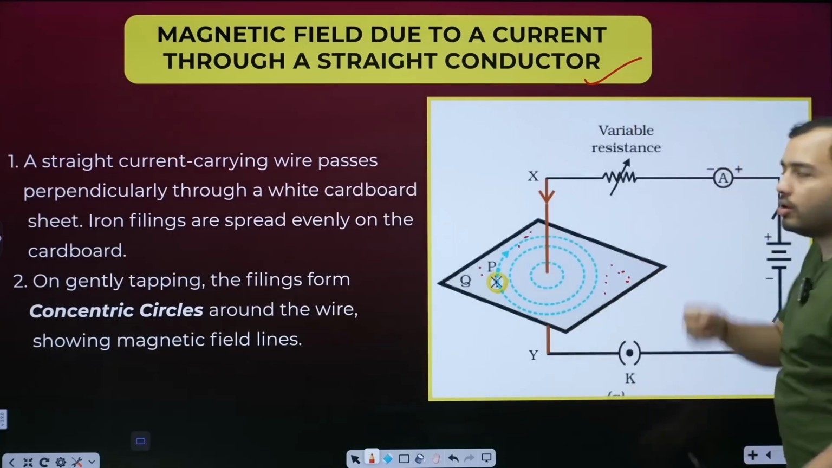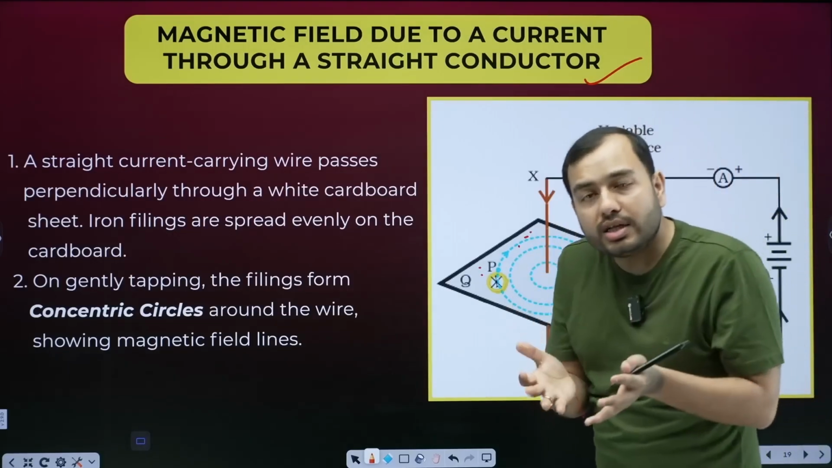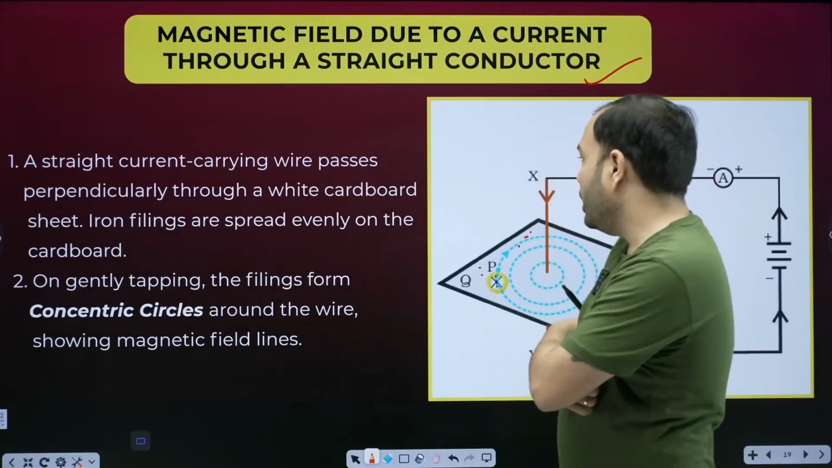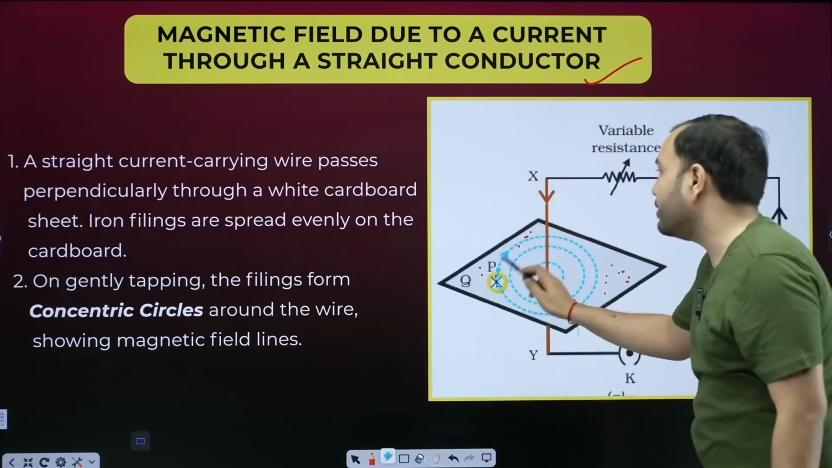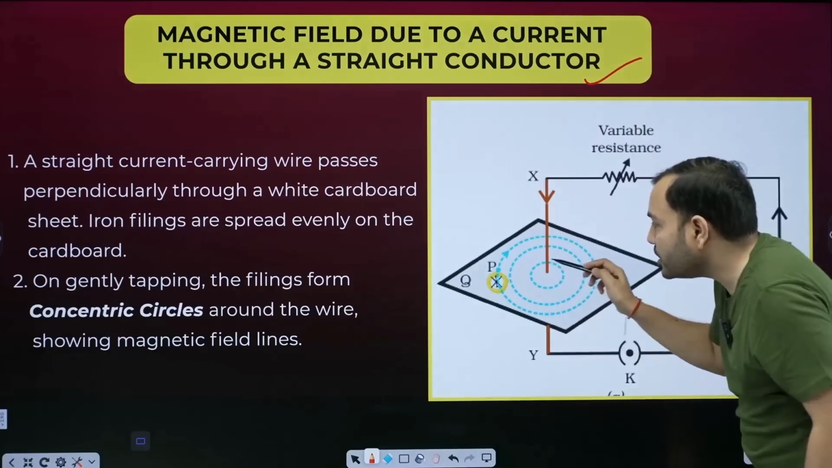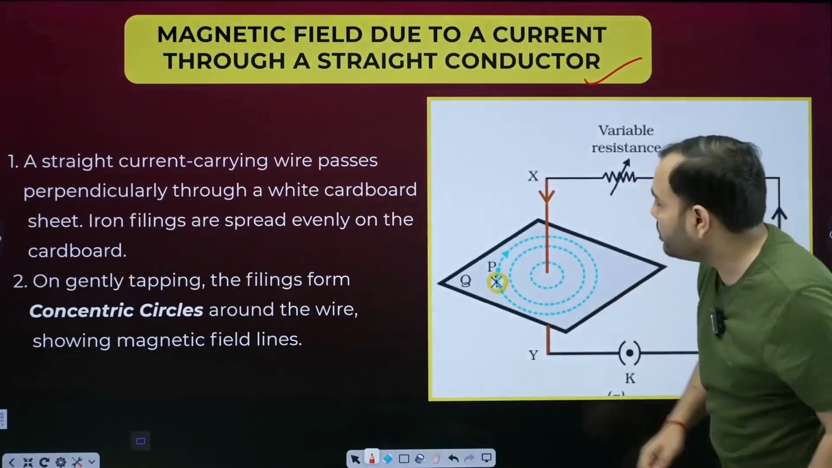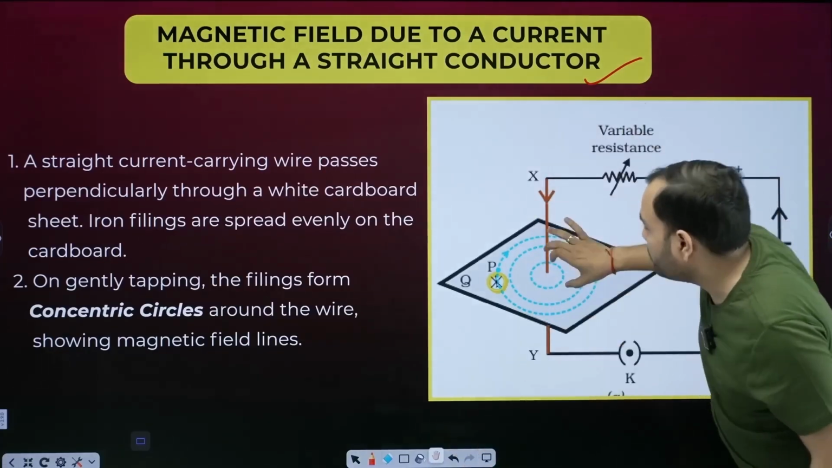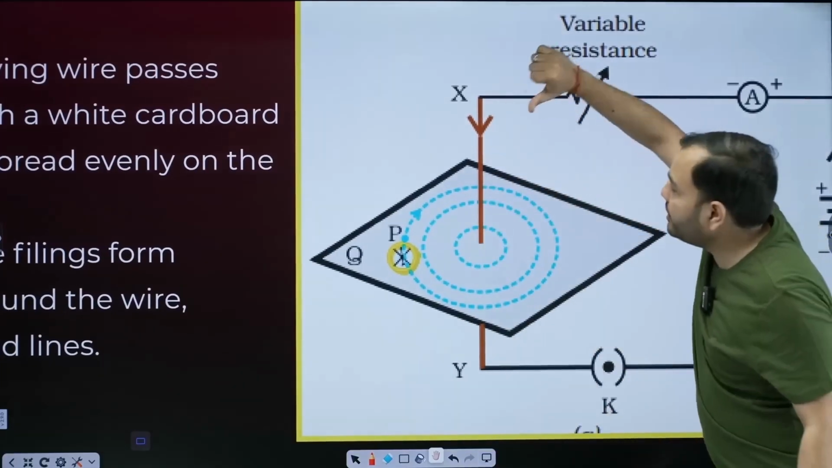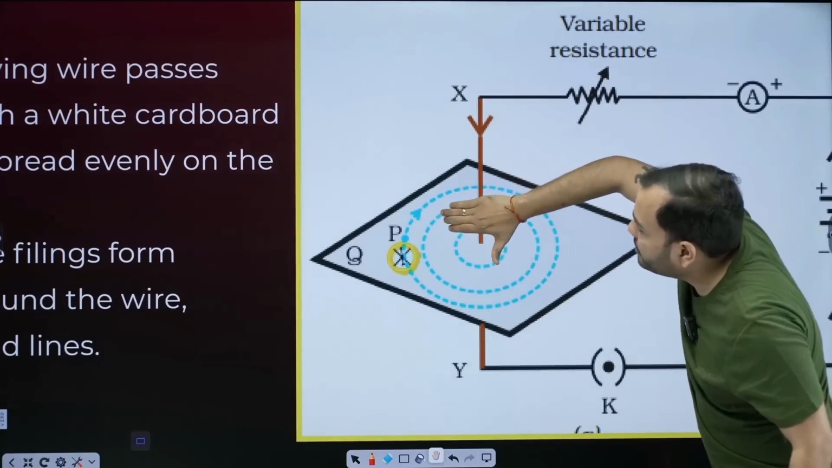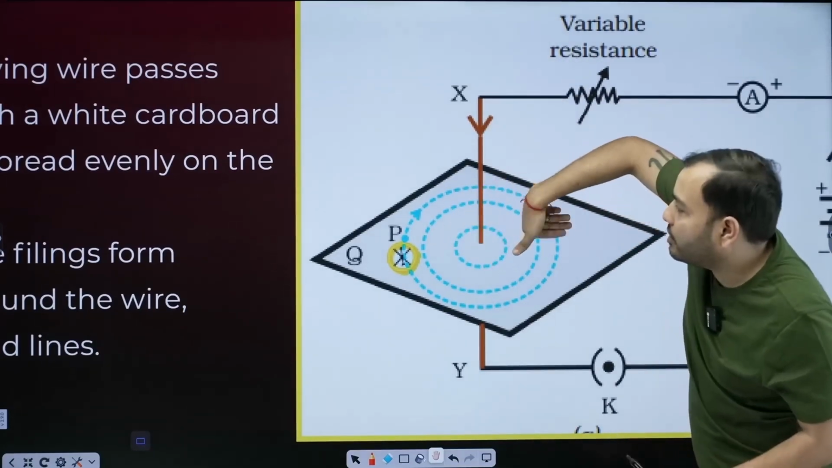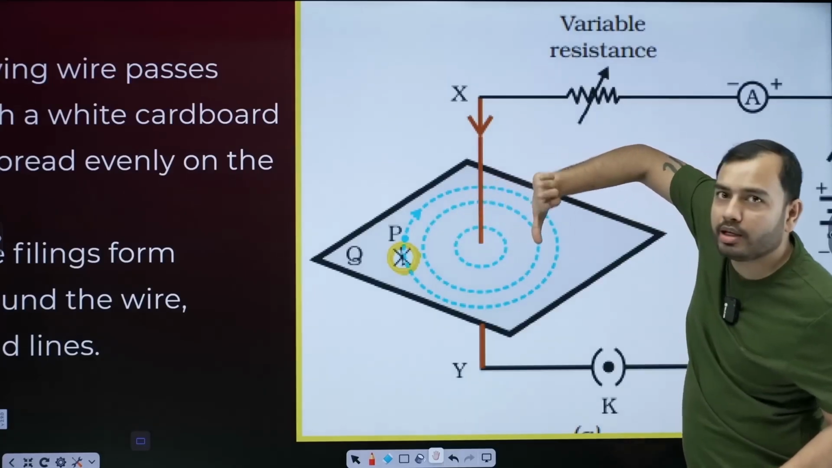Then we tapped on it. What will happen? The iron filings will arrange themselves. How will they arrange? In the direction of the magnetic field. We saw that the arrangement happened in a circular manner. Circular. Why circular? Look, if I look carefully at this wire, where is the current going? Downwards, right hand. Here inside, here outside, here inside, here outside. What is forming around it? Look, start from here, come down.